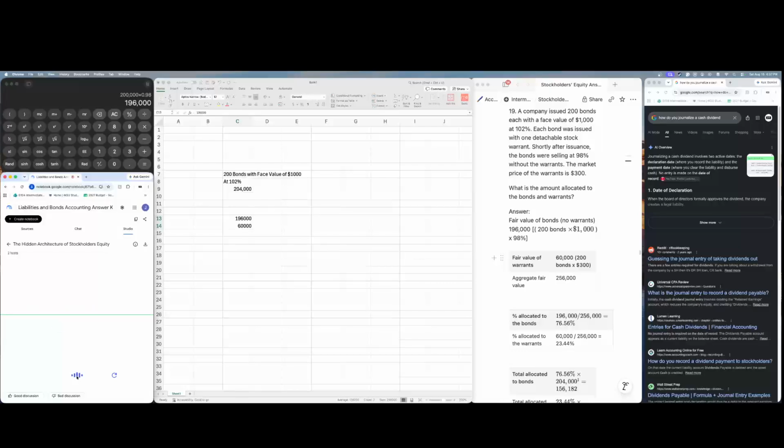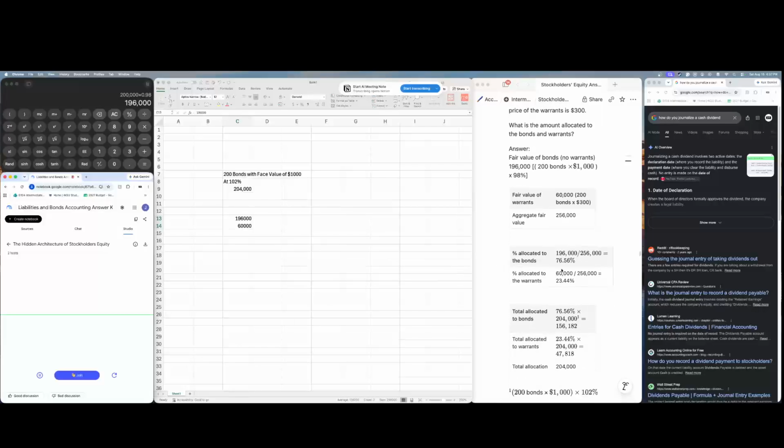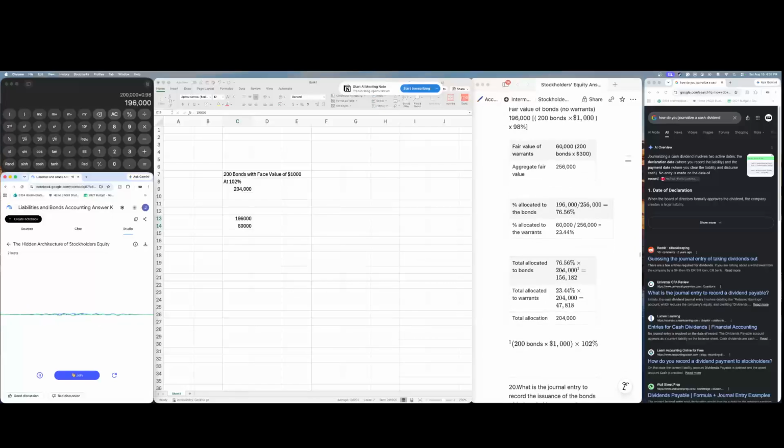So then there's the value of the warrants plus the value of the bonds without the warrants. Exactly. You've got the two main ingredients for our total fair value pie right there. Precisely. You're adding that 60,000 for the warrants to the 196,000 for the bonds. And when you put those together, you get that $256,000 aggregate fair value.